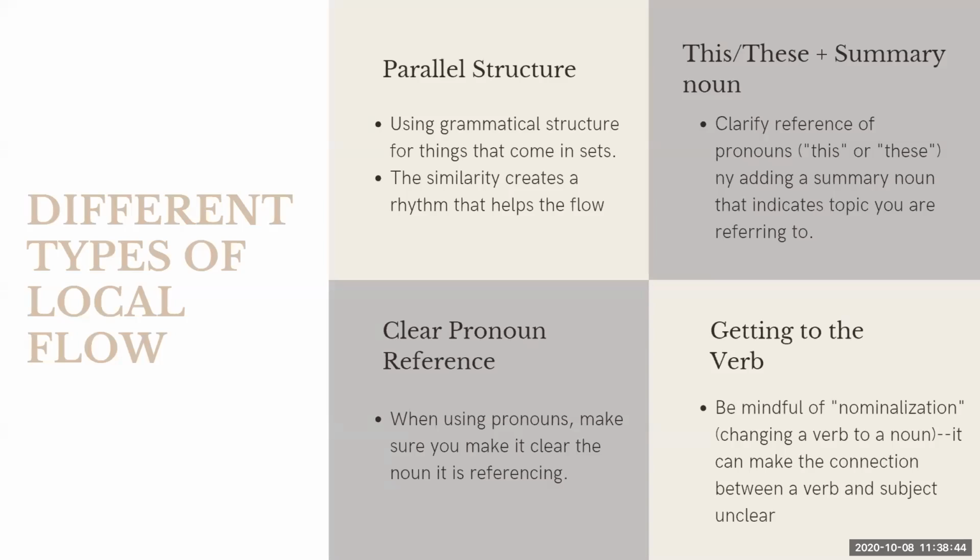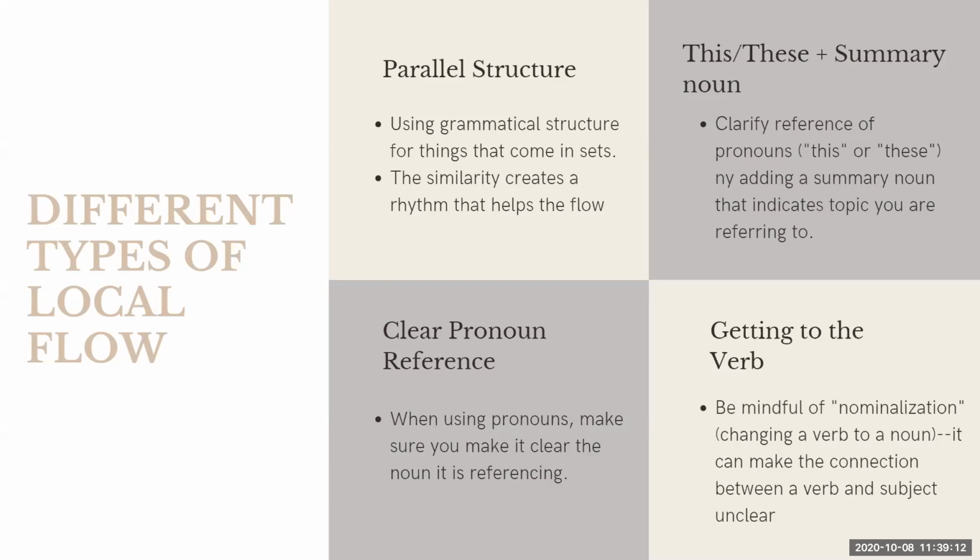And there's more different types of local flows, and we're going to go through each one of these in just a moment. The first being parallel structure. Parallel structure is when you're using a grammatical structure for things that come in sets, and you're really trying to show a similarity by creating a rhythm that helps with the flow.